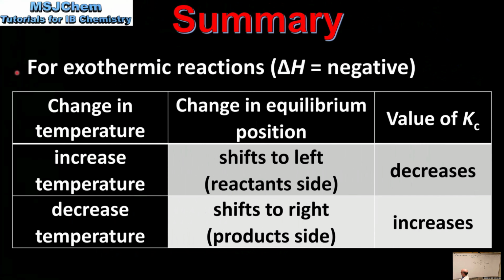So let's end with a summary, starting first with exothermic reactions. When the temperature is increased, the equilibrium position shifts to the left and the value of the Kc decreases. And when the temperature is decreased, the equilibrium position shifts to the right and the value of the Kc increases.